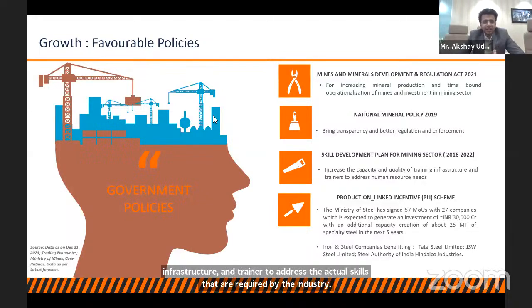Finally, we have the production linked incentive scheme. The Ministry of Steel has signed around 57 MOUs with around 27 companies, and this overall outcome is expected to generate an increased investment of 30,000 crores and the creation of 25 million tons of specialty steel in the next 5 years. Again, leading names contributing to this particular scheme are Tata Steel, JSW Steel, Hindalco, and Steel Authority of India.